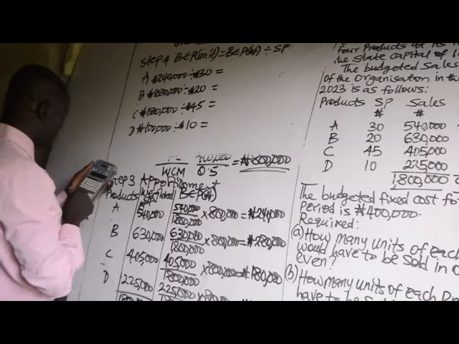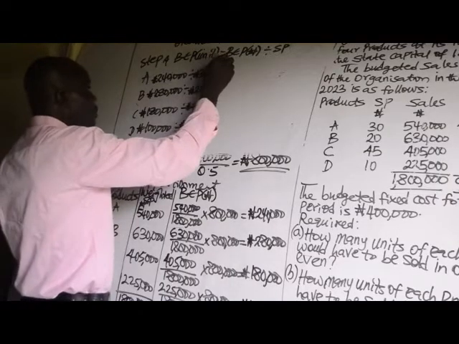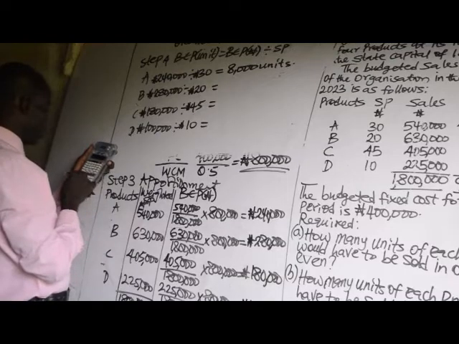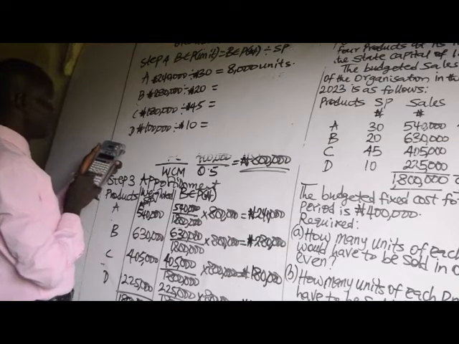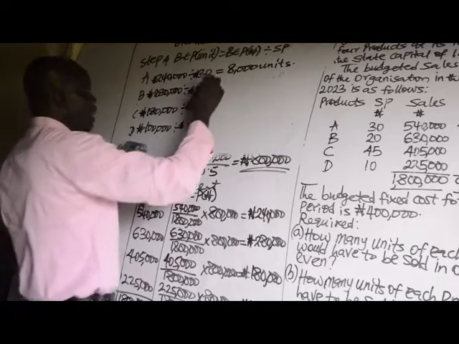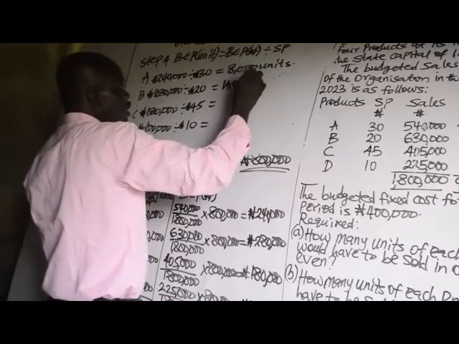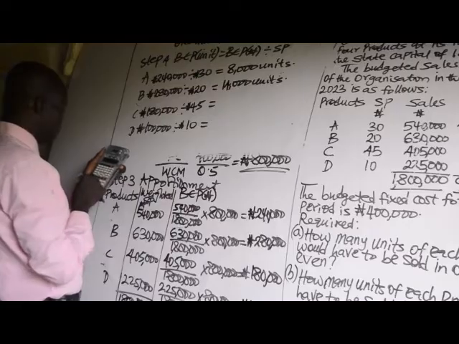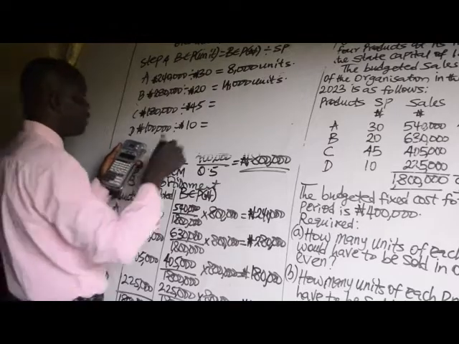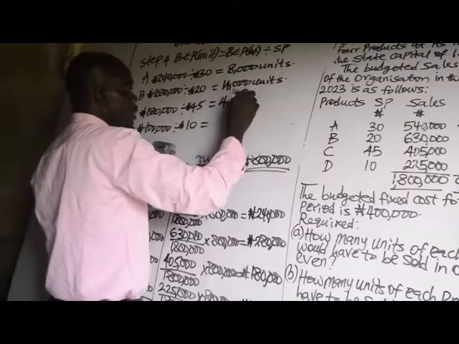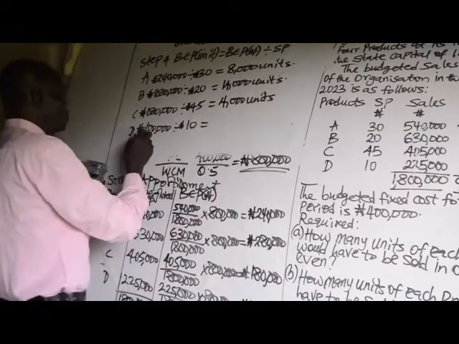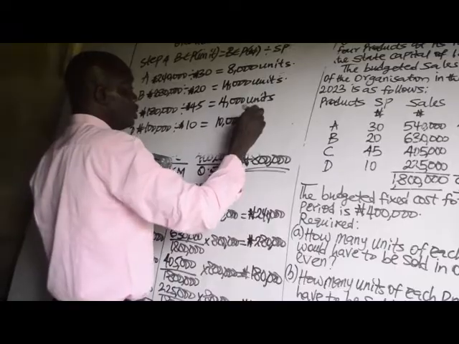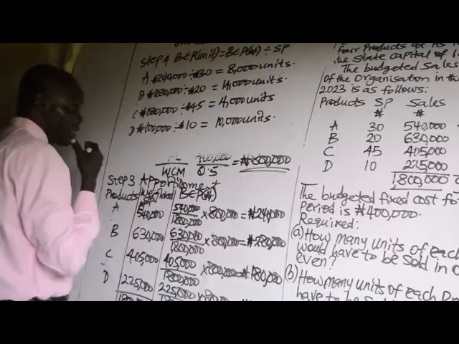240,000 divided by 30. The BEP units for product A is 8,000 units. That of B, 280,000 divided by 20, you have 14,000 units. That of C, 180,000 divided by 45, we have 4,000 units. That of D, 100,000 divided by 10, that gives us 10,000 units. That is the BEP in units.